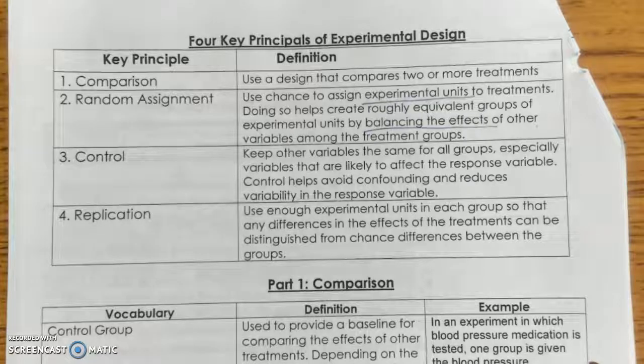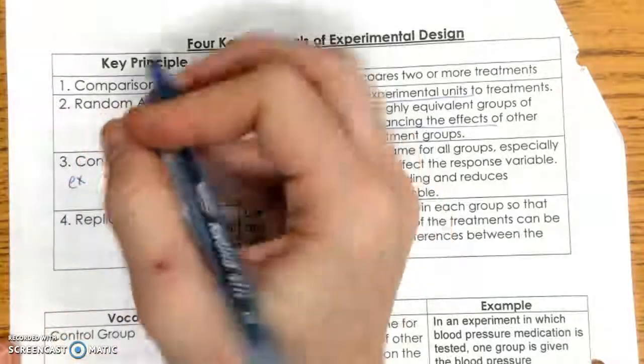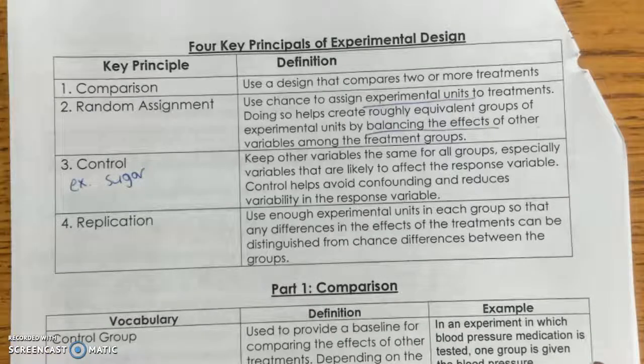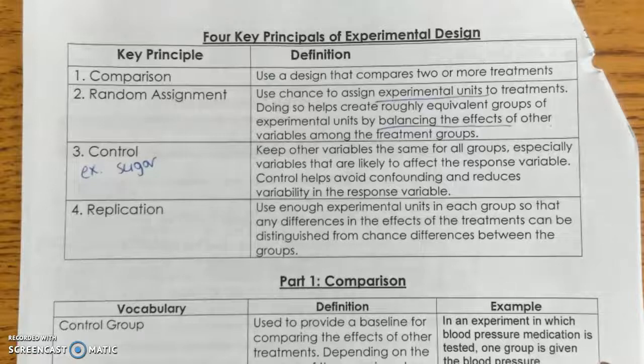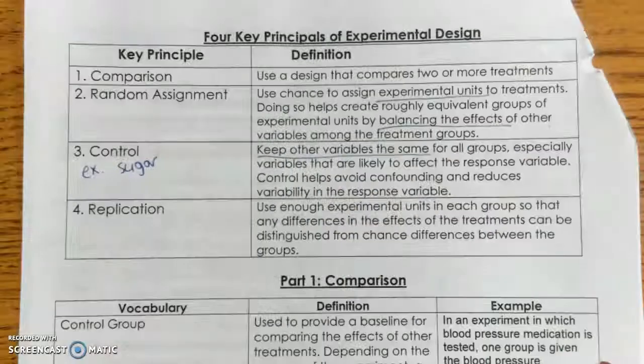All right, control. Keeping other variables the same for all groups, especially variables that are likely to affect the response variable. So my example here was sugar, right? In my caffeine experiment, if I had one group that had caffeine-free, no sugar, and the other group had sugar and caffeine, I'm not able to tell if the response was due to the sugar or the caffeine. So I need to keep the sugar the same in both the treatment and the control group. So control helps avoid confounding and reduces variability in the response variable. So I'm keeping all other variables the same.